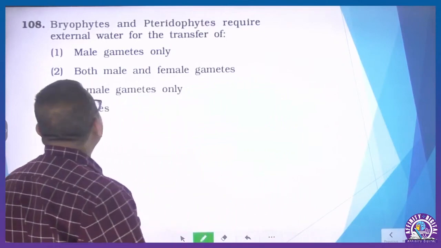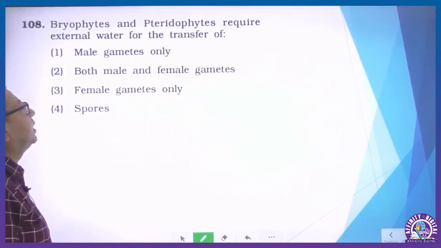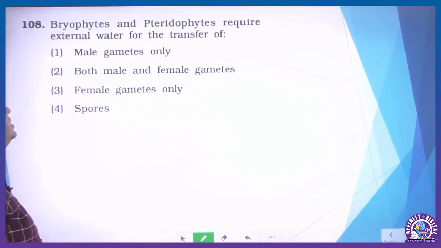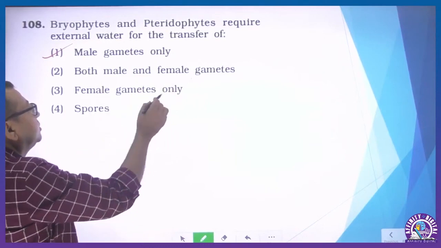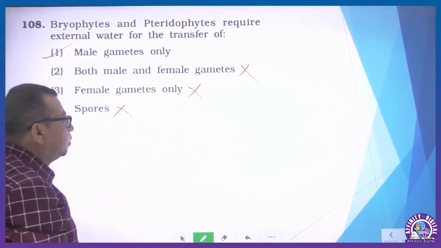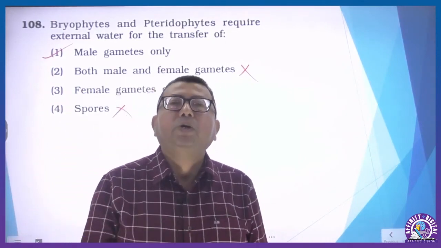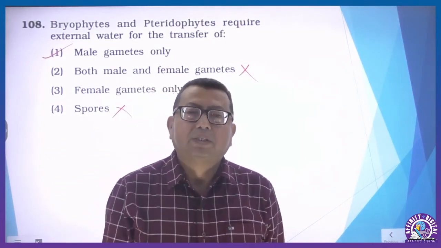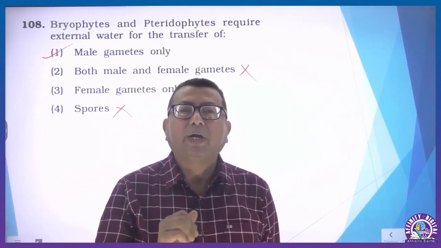Next question, question number 108. Bryophytes and pteridophytes require external water for the transfer of male gametes. Why? Both male and female gametes, wrong. Female gametes only, wrong. Spores, wrong. Since bryophytes and pteridophytes produce motile male gametes having flagella or you can say cilia.